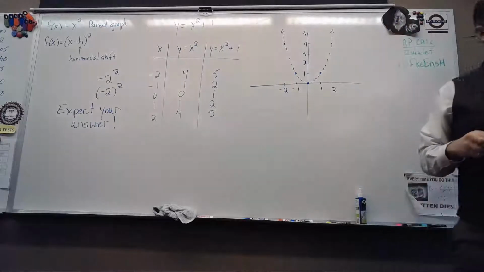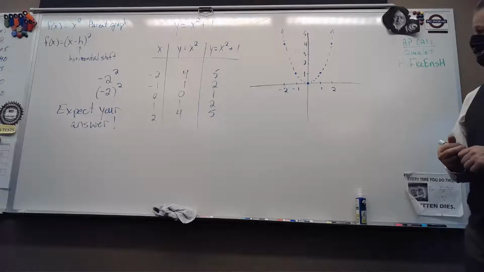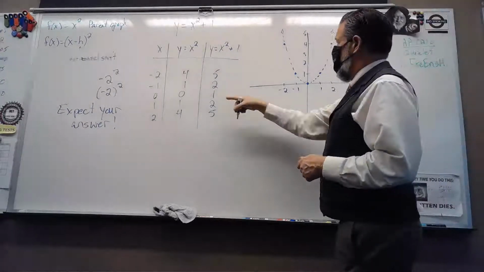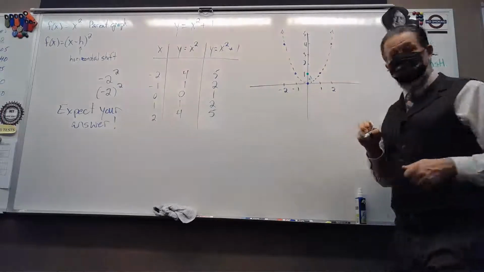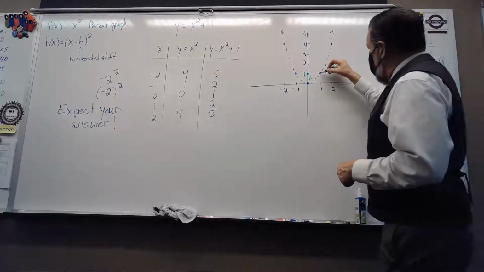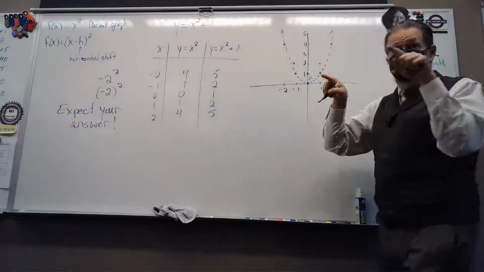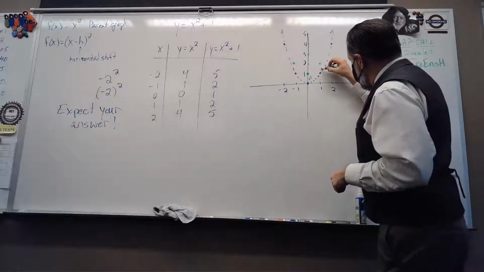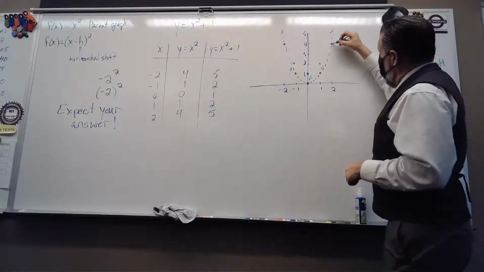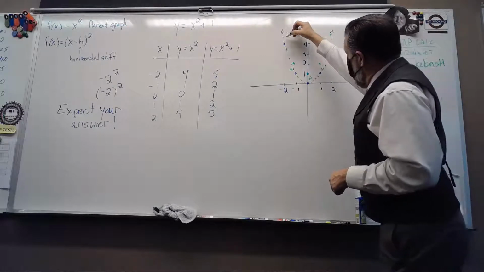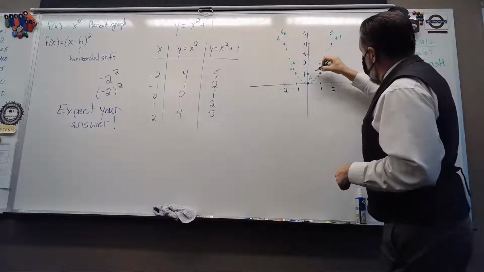Let's graph these points. The vertex appears to be at 0, 1. Plus 1. The next 2 points are over 1, up 1. Oh, look at that. It's plus 1 from there and plus 1 from here. And there and there. And that's also plus 1, plus 1.